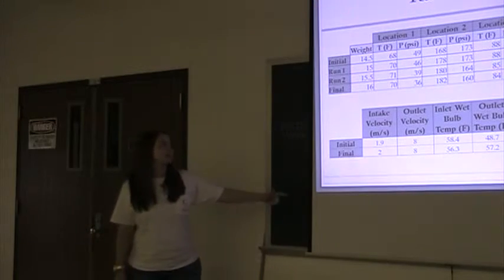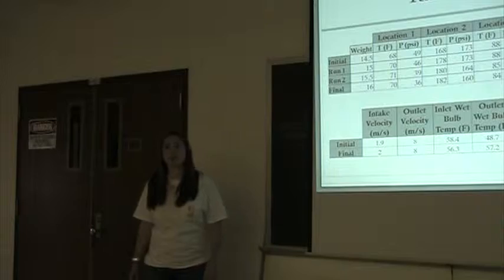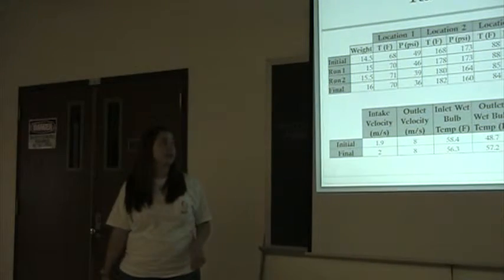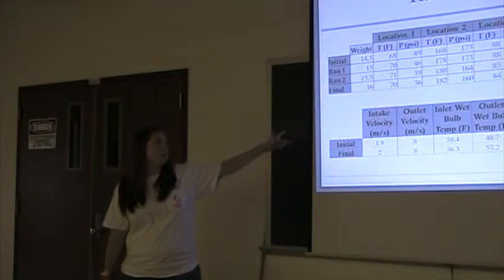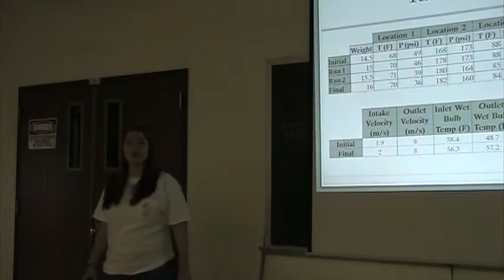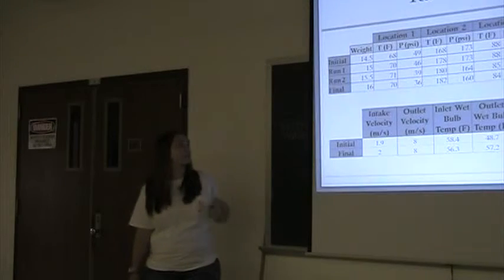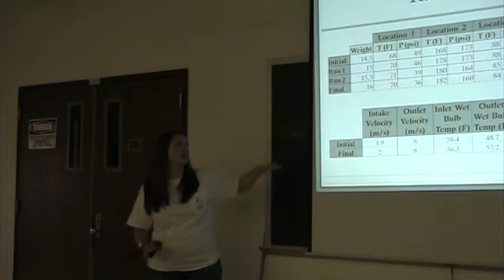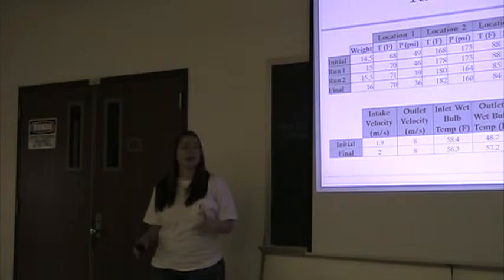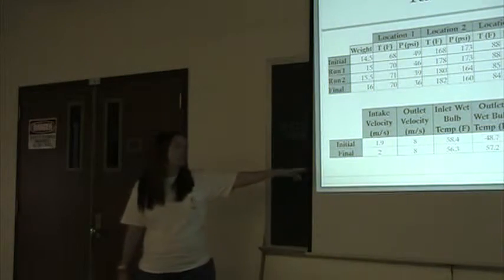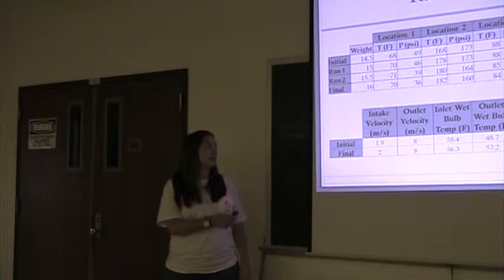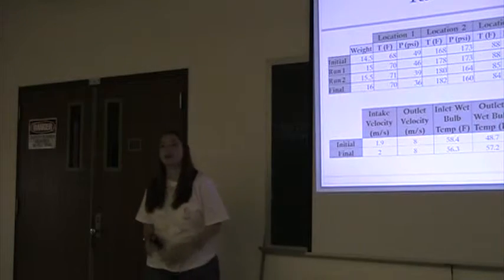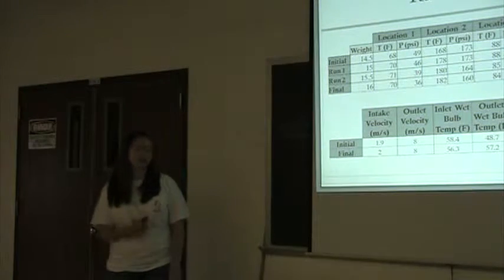This is the raw data that was collected. We were able to do 4 runs before the Freon was completely drained from the system. You can see each of the 4 locations. Each measurement was taken before the subsystem, starting right before the compressor. And for all 4 runs, you can see that the measurements don't vary that much. We also took intake and outlet velocity for initial and final, and also took the inlet and outlet wet and dry bulb temperature, also for initial and final.